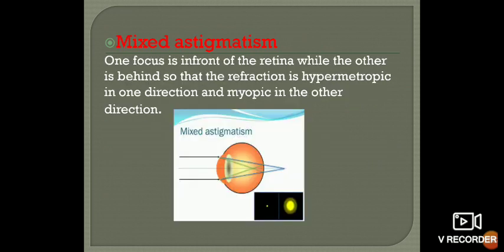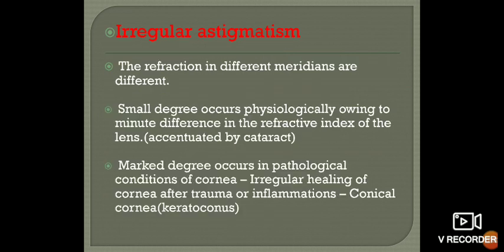Next is mixed astigmatism. In mixed astigmatism, what happens? In one meridian, light rays are focused in front of the retina. In the other meridian, light rays are focused behind the retina. Okay, so it is mixed astigmatism. In one meridian, the particular patient is myopic. In the other meridian, the patient is hypermetropic. This is mixed astigmatism.